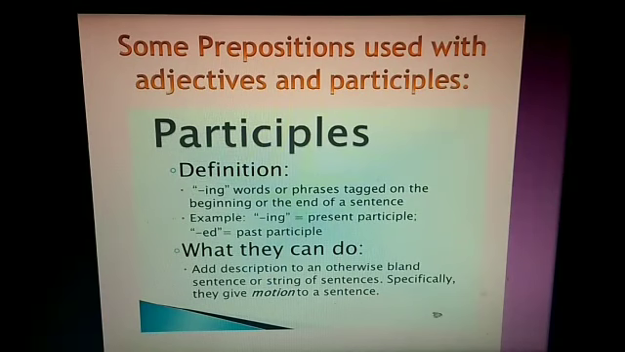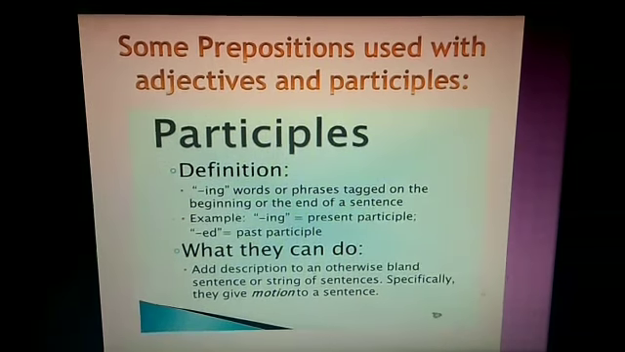Some prepositions are used with adjectives and participles. Participles means verb 3. ing words are phrases tagged on the beginning or the end of a sentence. For example, ing forms are known as present participle. Ed forms are there at the end, which means it is past participle. What can they do? They add description to an otherwise bland sentence or string of sentences. Specifically, they give motion to a sentence.